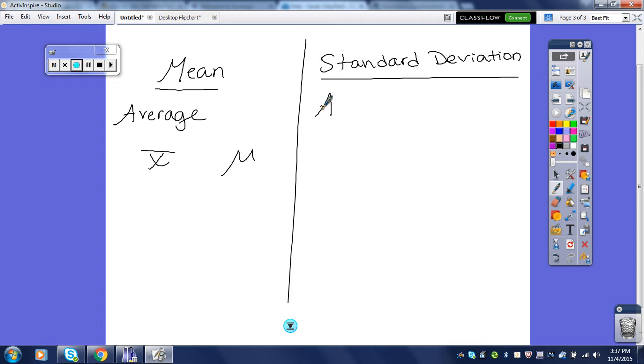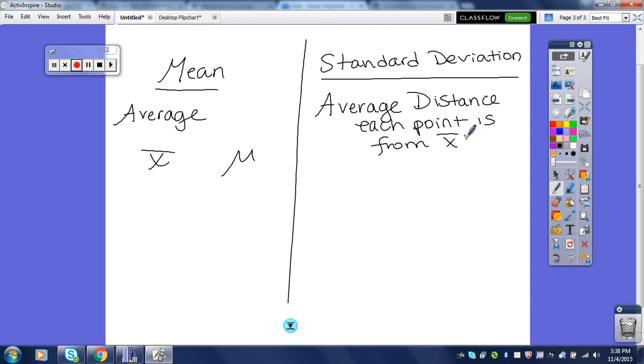Standard deviation is the average distance each point is from x bar. X bar is the mean. Okay? My variable for standard deviation is an O with a hat. This is called sigma. Some people also like to think it looks like a golf club, so you can call it golf club. You need to know that this variable means standard deviation, and this variable or this variable means the mean.